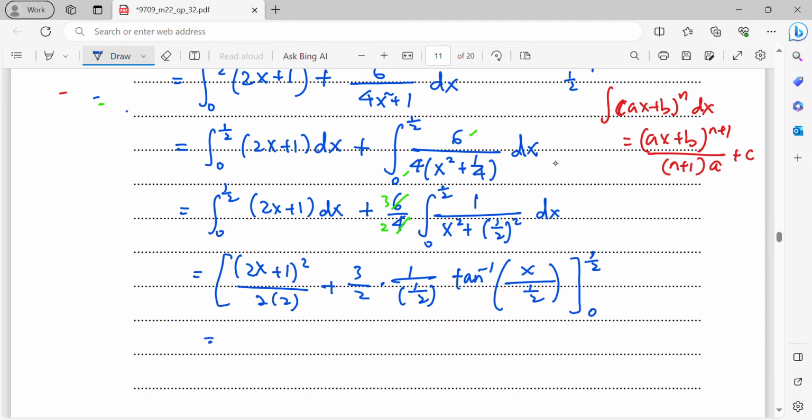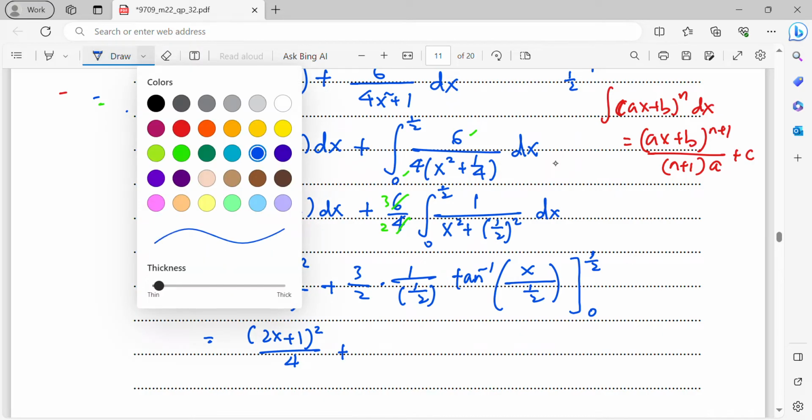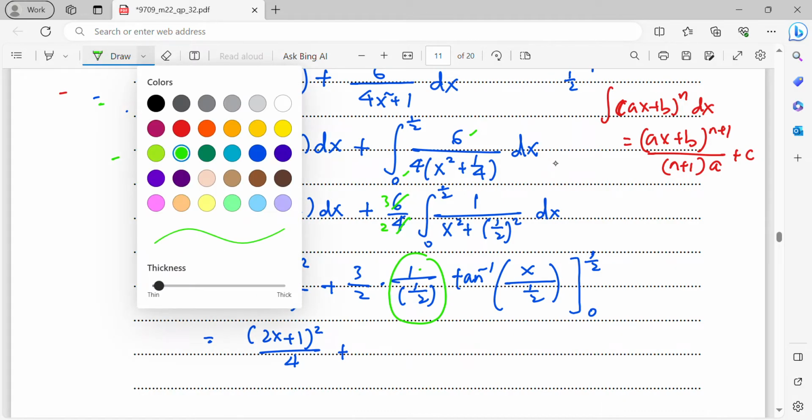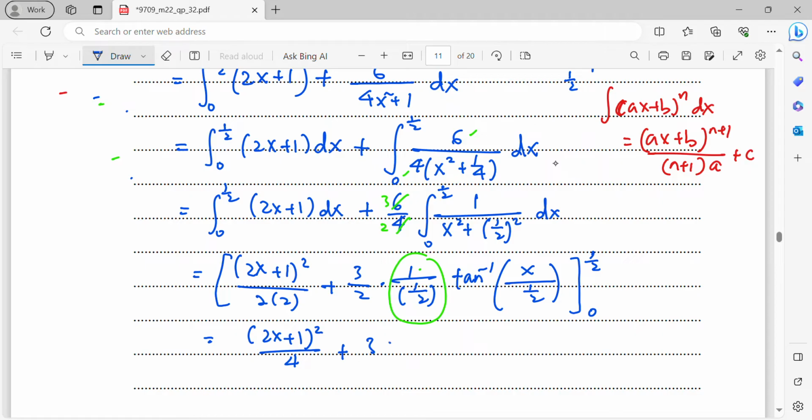Okay, so now I will simplify. I will get 2x plus 1 degree 2 over 4 plus, now this 1 over half is 2. 2 times 3 over 2 is basically just 3. So I will get 3 inverse tangent x. Now x over half is basically 2x. Okay, so I will write 2x. Then limits 0 to half.